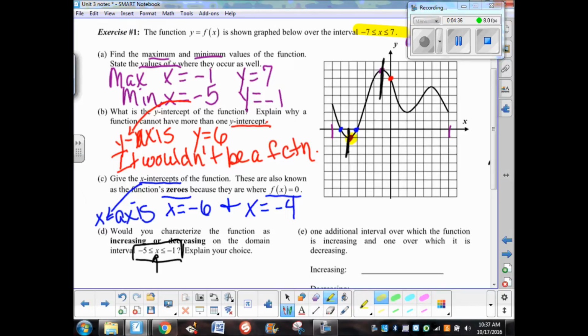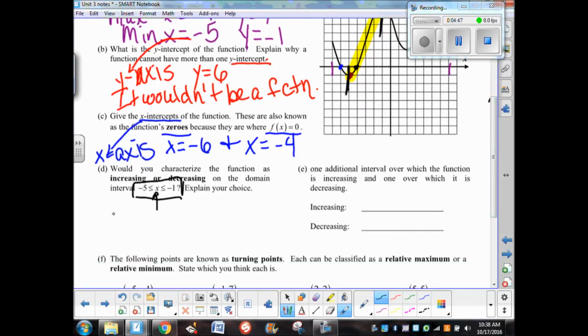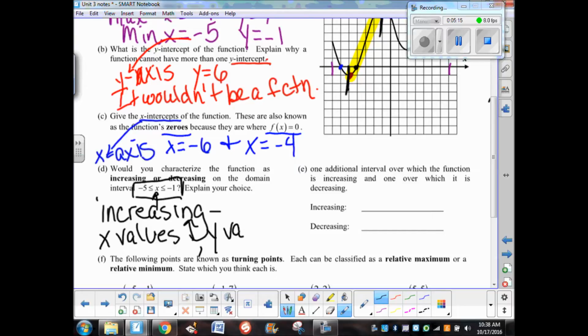Would you characterize this? Now we read from left to right, so that's exactly how we're going to read our graph. What I just highlighted, would you consider that increasing or decreasing? Hopefully you're saying to yourself that is definitely increasing. And to explain that, we would say because the x values increase, the y values increase. Or it looks like it's going uphill. But a little more mathematical: as x values increase, the y values increase.